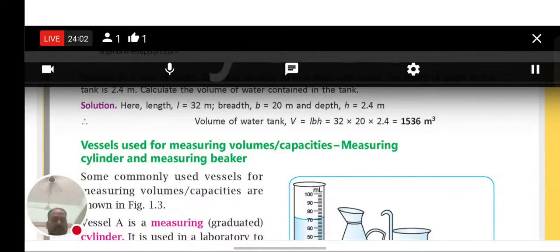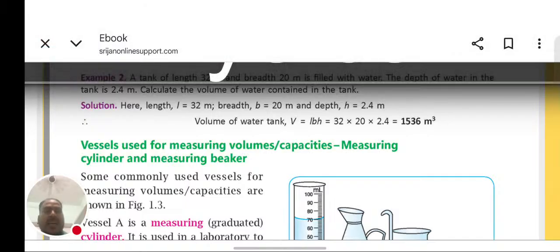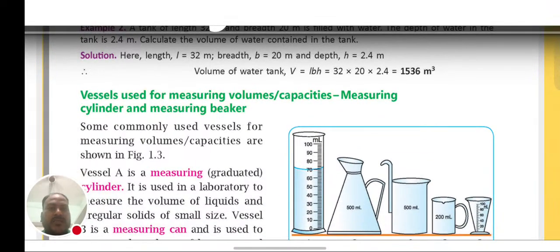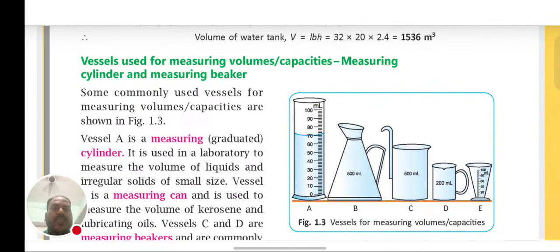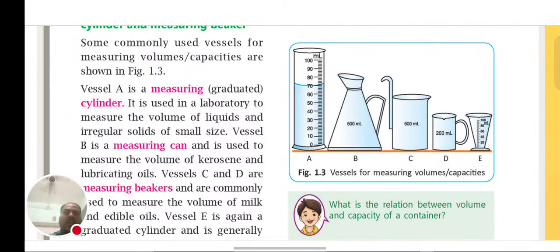Now next one, vessels used to measure the volume capacity, measuring cylinder and measuring beakers. Some commonly used vessels for measuring volume capacity are shown in the figure. So these all are the vessels which we are using to measure the volume as well as the capacity. Yes or not? In figure 1.35, five vessels A, B, C, D, E are given.